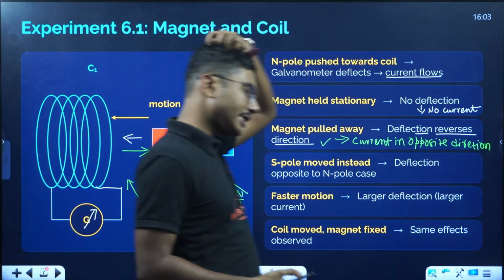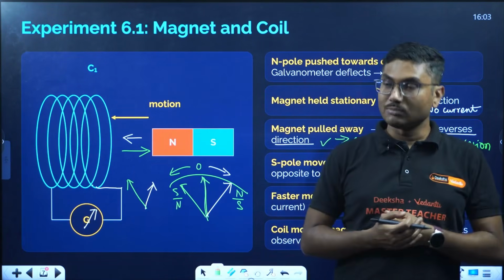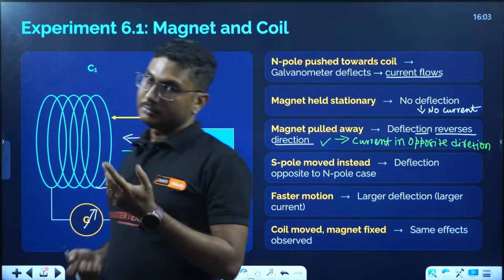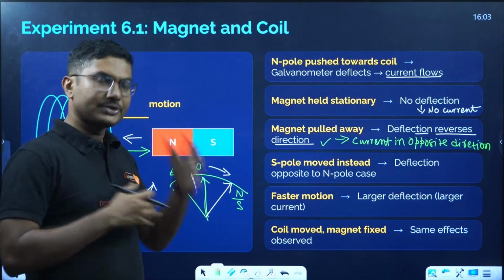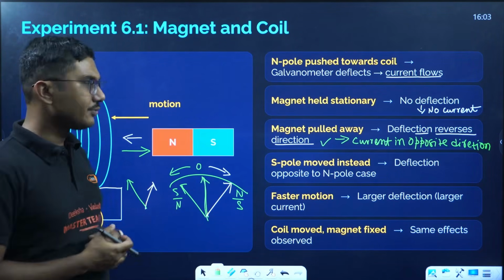Generally, power stations can have moving coil as well as moving magnet generators. Moving magnet means the magnet is moving, moving coil means the coil is moving. So those kinds of situations are there.